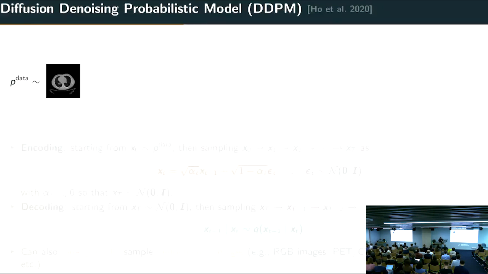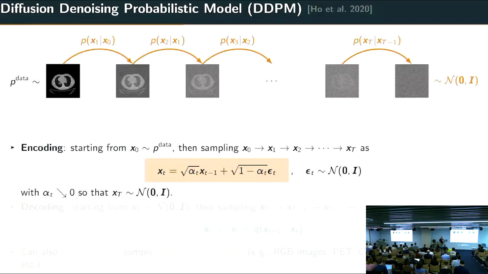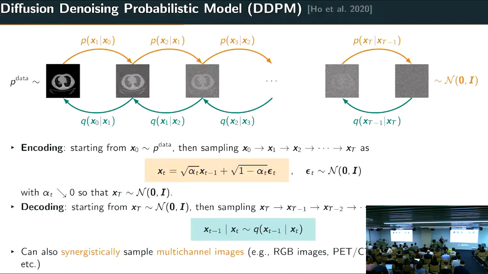So diffusion models, here I describe briefly denoising diffusion probabilistic models. So the idea is quite simple. We sample an image from the data set, and we gradually degrade the image with noise until we obtain pure white noise. And the denoising, the decoding process, consists of starting from white noise and gradually removing some noise until at the end we obtain a fully denoised image, which is sampled according to a distribution, which is a generalization of P data. And this can also be used for synergistic sampling for multi-channel images, such as RGB images or PET-CT, spectroscopy, etc.